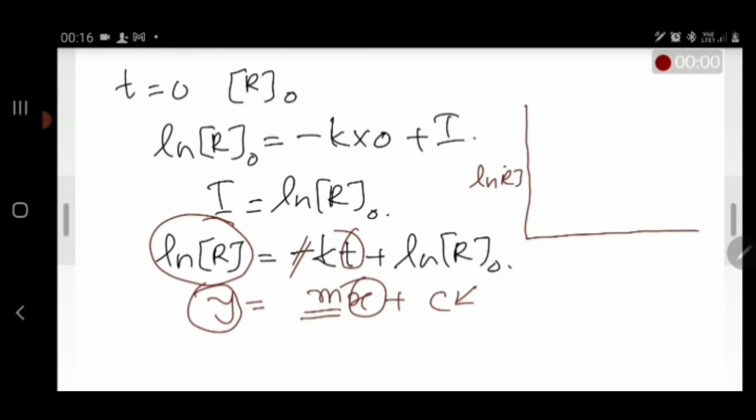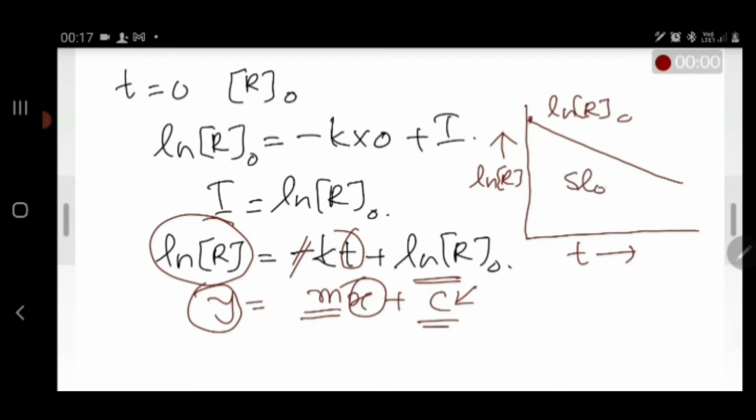ln R against time, you get a graph with negative slope, and this point is ln R naught, because in this equation it represents the intercept C. The slope of the curve is equal to negative k, so you take the negative slope and you will get the rate constant. And in the previous class we have discussed the rate constant. Rate constant is the proportionality constant.